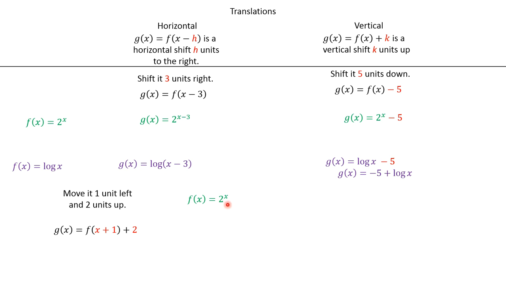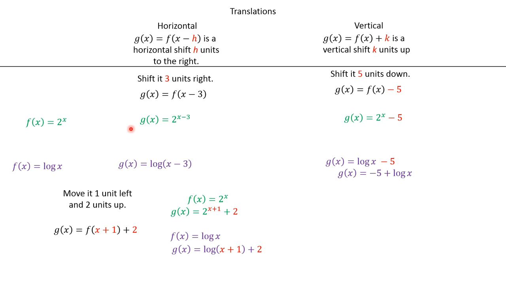f of x equals 2 to the x. Let's change the x to x plus 1 and stick a plus 2 on the end. There we go. That would be our translated exponential function. For our logarithmic function, we're going to change the x to x plus 1 and stick a plus 2 on the end. Here we have parentheses, so it's not as important that this plus 2 is in front, but it still easily could be.